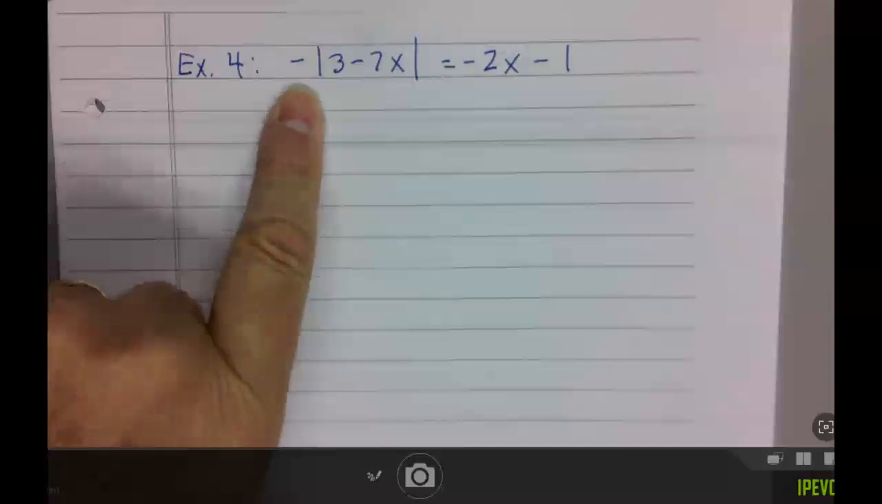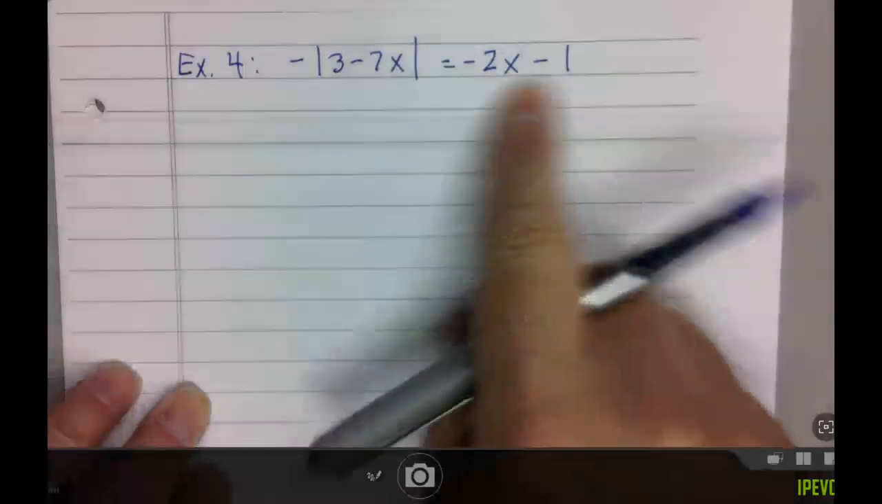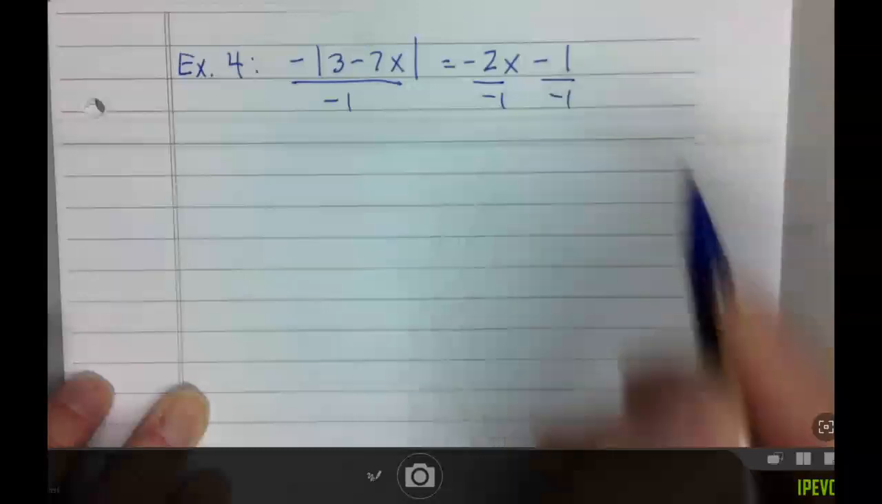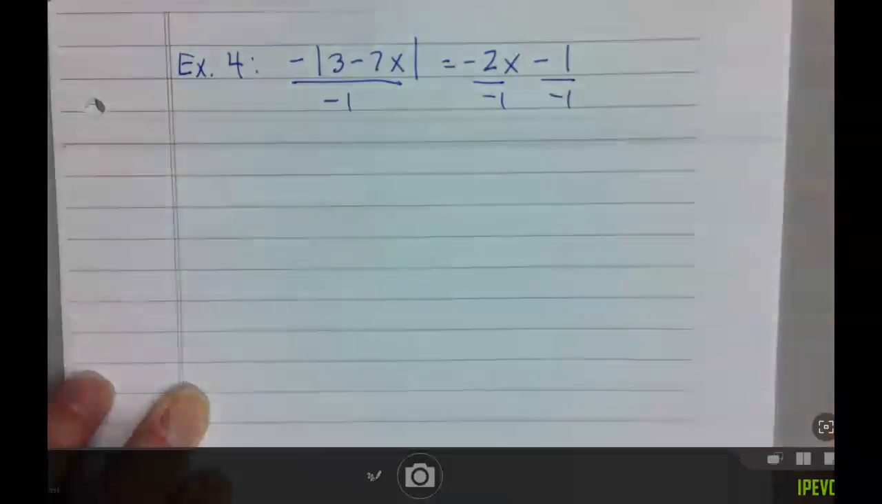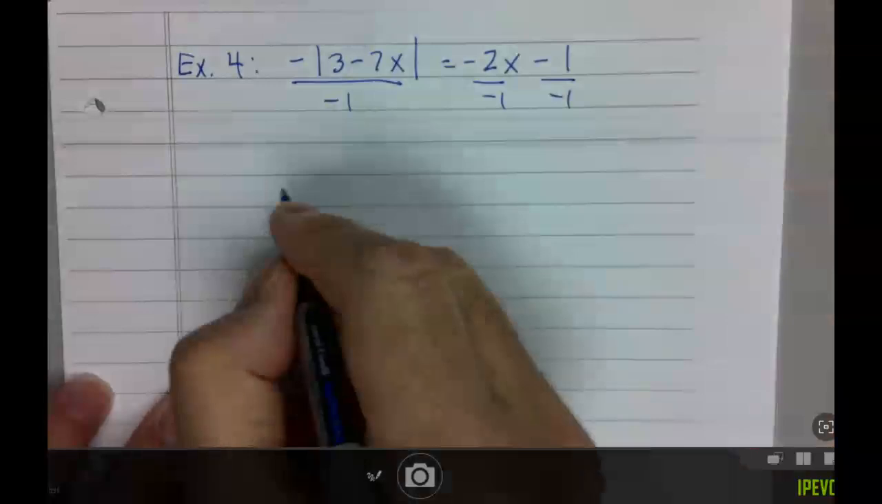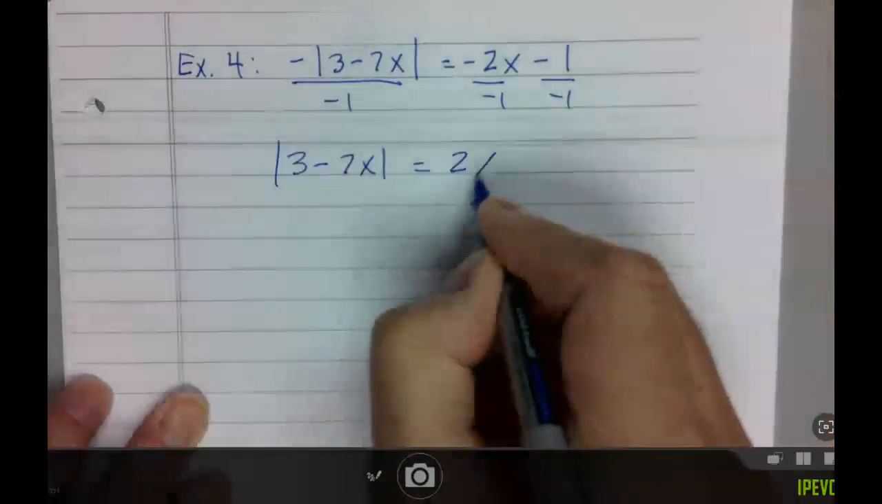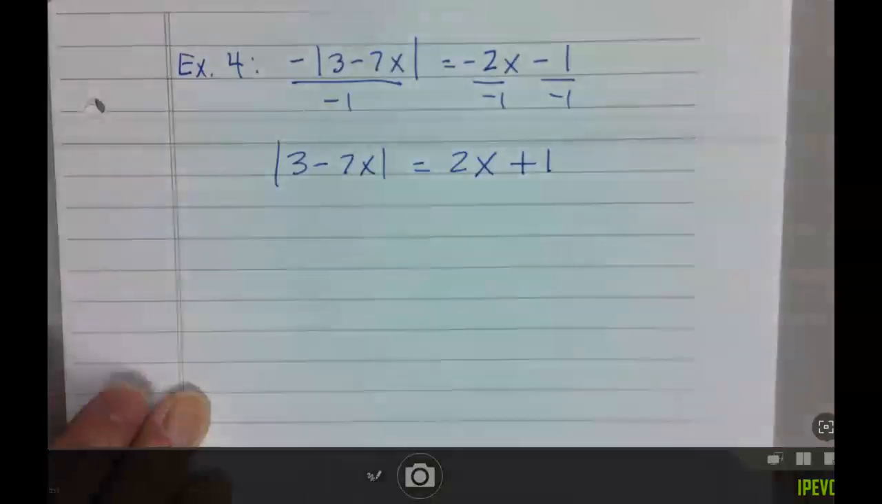Agreed? Now you got to be careful when you have a quantity on the other side, because you got to divide everything by negative 1. Correct? So then that gives me this. The absolute value of 3 minus 7x equals positive 2x plus 1. Agreed? Agreed? Everybody see where I'm at?